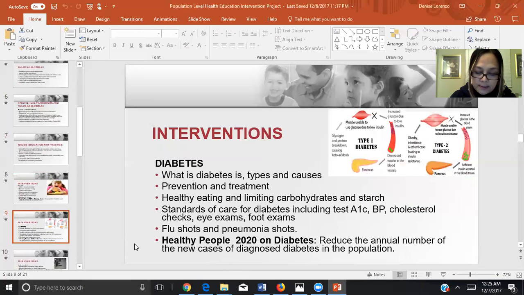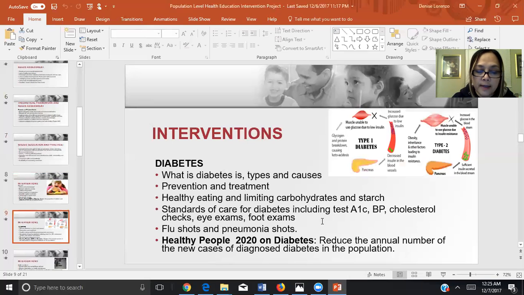Education was provided to seniors at the senior center McFadden in Santa Ana. The senior community was educated on diabetes, the kinds of diabetes, prevention and treatment, healthy eating, limiting carbohydrates and starch, standards of care for diabetes, including tests for A1C, blood pressure monitoring, cholesterol checks, eye exams, foot exams, flu shots, and pneumonia shots. Education was provided using a PowerPoint presentation.